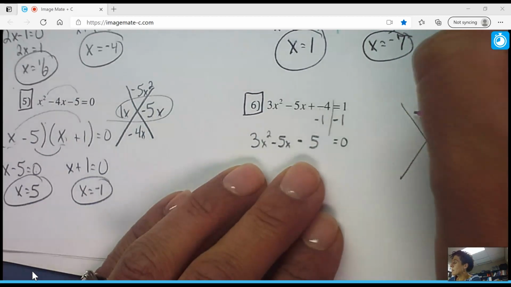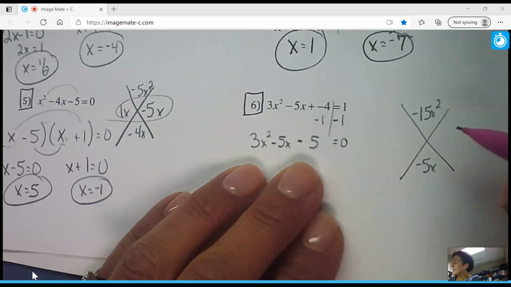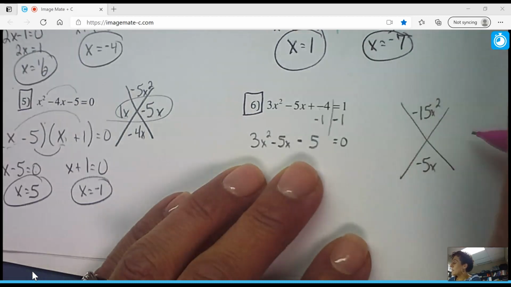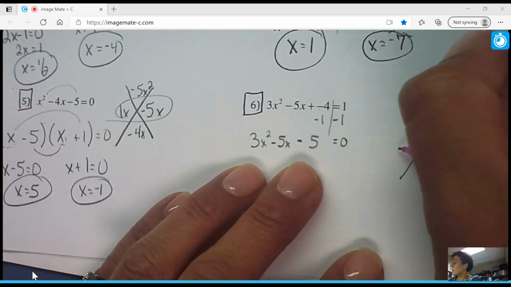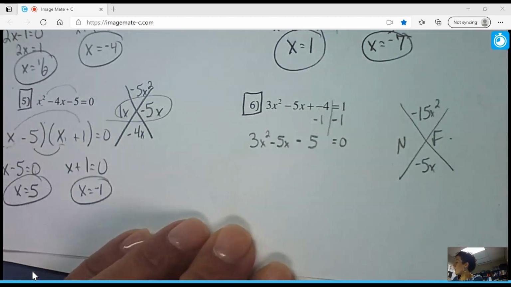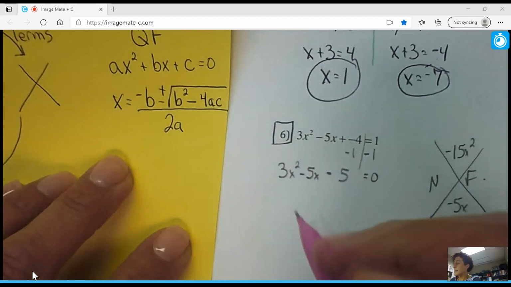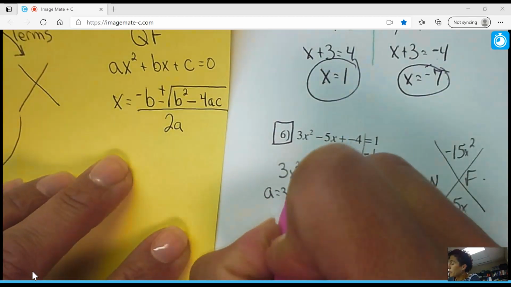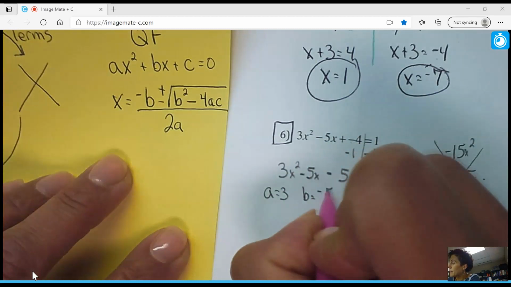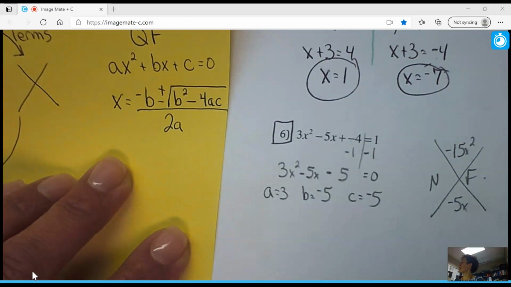So now first I'll check to see if it's factorable according to my math. Are there factors of negative 15 that get me to negative 5? 1 and 15 won't work, 3 and 5 won't work, so this, as it turns out, is not factorable. So now I'm going to go to my quadratic formula, and I'm going to establish my a, b, and c. A is 3, b is negative 5, and c is negative 5. And now I'm going to make my quadratic formula.